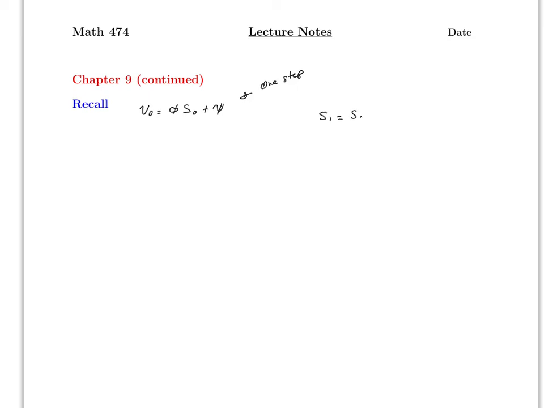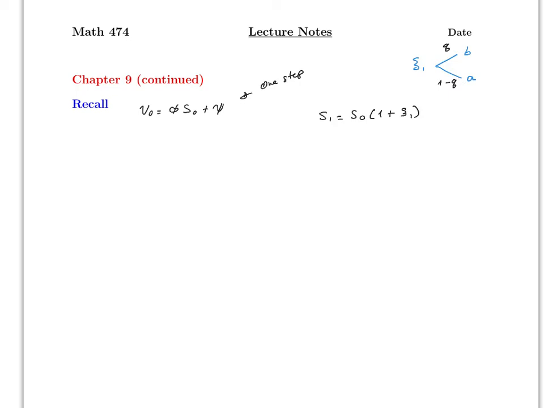Also, remember S1, which is the stock price at step 1, is defined to be S0 times 1 plus C1, where C1 can be either b or a. If we use Q instead of P, then this will be Q, and this will be 1 minus Q.